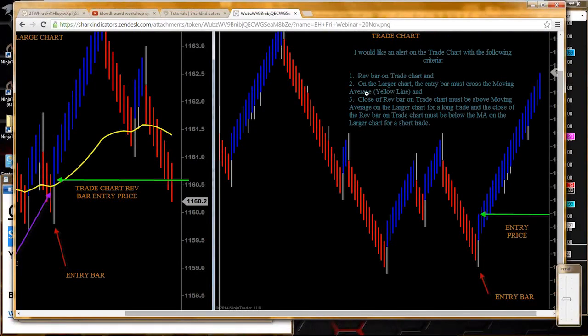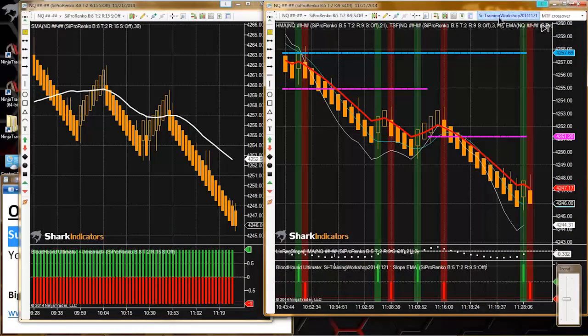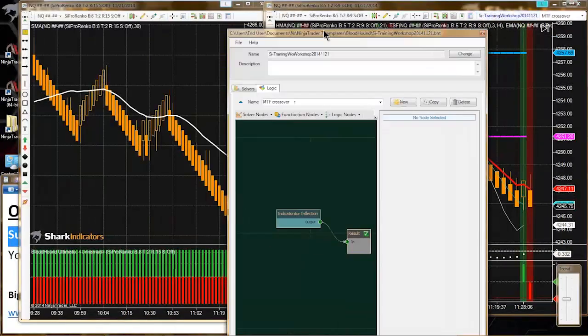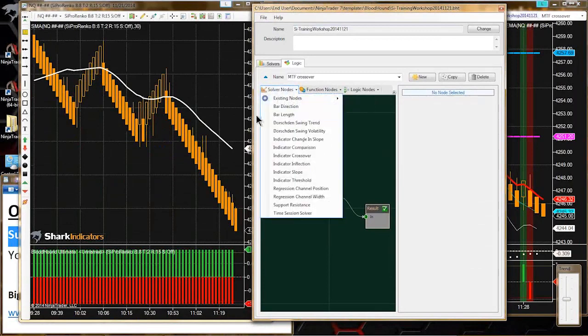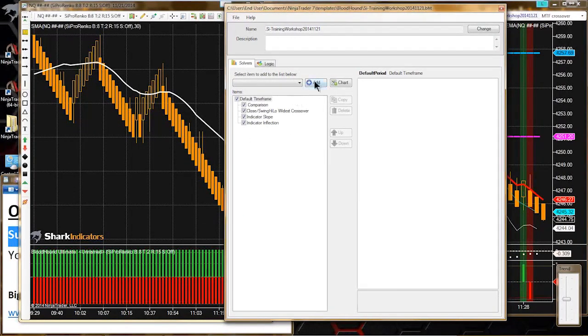All right, so let's go to item 2 here. On the larger chart, we're looking for the bar or the closing price to cross our moving average. All right, so BloodHound, we need to make this other Renko chart in BloodHound here.